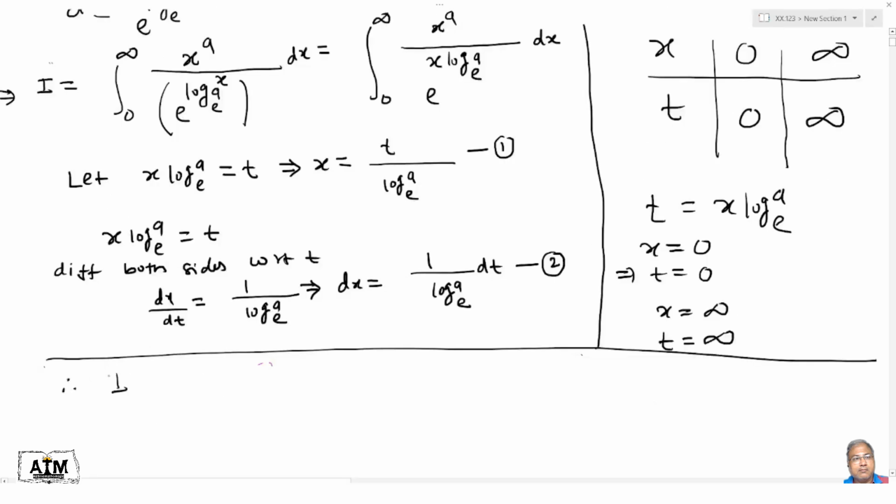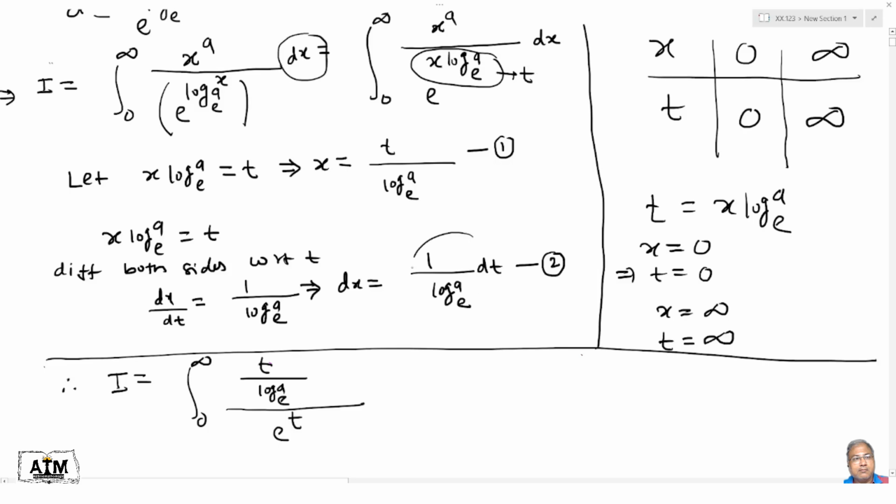Therefore, I equals integration 0 to infinity, in place of x, t divided by log a to the base e, divided by e raised to x log a to the base e. In place of this, we shall be writing t. So it becomes e raised to t, and in place of dx, we shall be writing this much from 2, that is 1 upon log a to the base e dt, call it number 3.